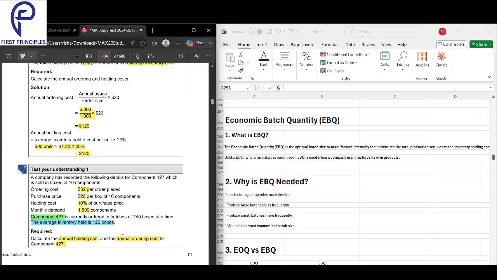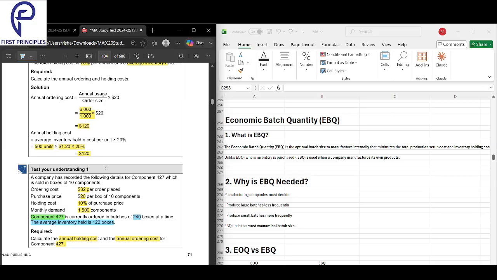Then we have annual ordering cost. What do you need? You need annual usage. 18,000 is your annual usage. How do you know? 1,500 monthly into 12 is 18,000. Now, each time you place an order, what is your order size? Currently ordered in batches of 240 boxes at a time. So each order is 240 boxes. You have your 18,000 by 240, and you will get the number of orders. Number of orders into 32. Just try to do it through this sum.